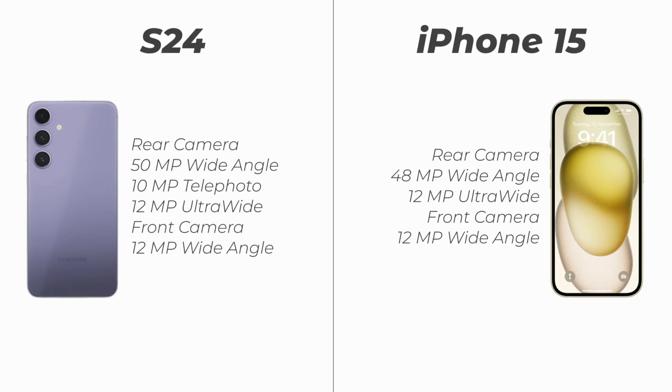Taking a look at the cameras. Cameras is the most important aspects of smartphone in today's era. 50 megapixel main camera sensor that is wide angle, 10 megapixel telephoto camera and 12 megapixel ultra wide camera for Samsung S24. Whereas 48 megapixel main camera sensor for iPhone 15 and 12 megapixel ultra wide camera. Both the phones have 12 megapixel front wide angle camera.